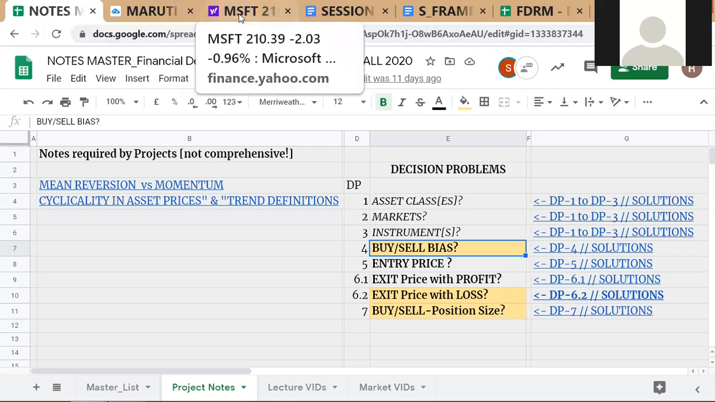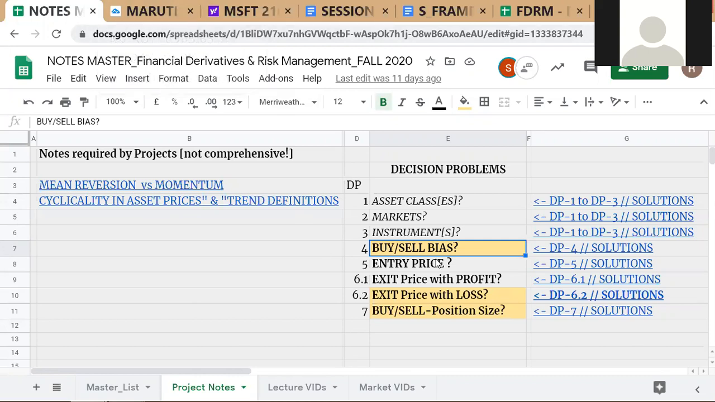It's not a decision problem. Remember, moneyness of the option is a characteristic of the option, so it's not a decision problem for you. Moneyness of the option is like the height of students. Height of students is not a decision problem for you.